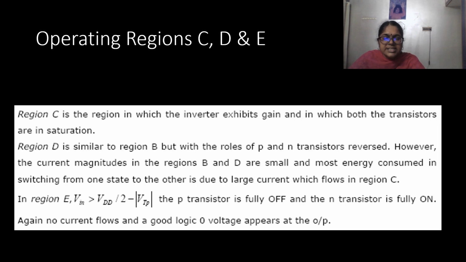But once region C occurs, that is Vin is equal to VDD by 2, then Vout also will be equal to VDD by 2. Both the transistors pMOS and nMOS are in the saturation region and a large amount of current flows between VDD and the ground. So that is the point at which peak current flows between VDD and ground in the CMOS inverter circuit. In region D, pMOS is off and nMOS is on and in the linear region. This region occurs when Vin, as I told you, is greater than VDD plus VTP.